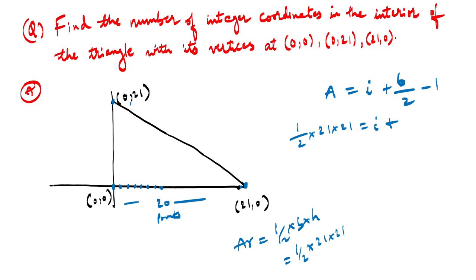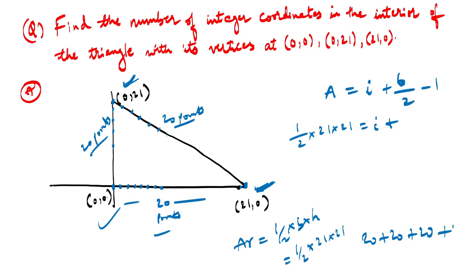And again, if we ignore 0,21, then we have 20 points here as well. Now we are excluding 21,0, and we are including 0,21. Now we have 20 points in this case as well. So 20 plus 20 plus 20 plus, how many points did we ignore? We ignored 1, 2 and 3. So 3, which gives 63 points. So 63 points are on the boundary. These are the lattice points on the boundary.